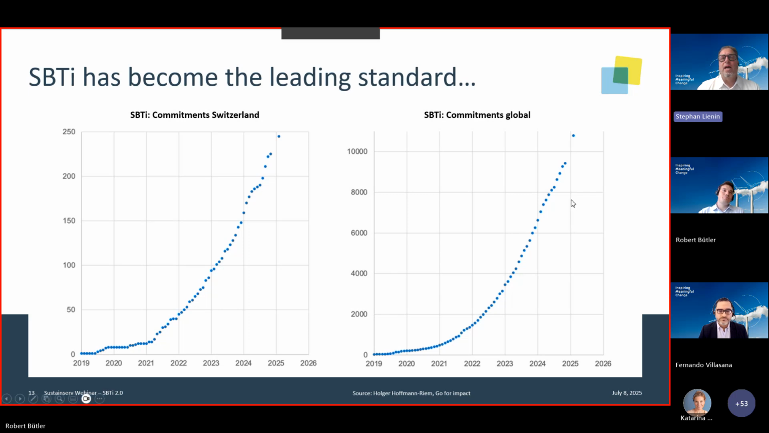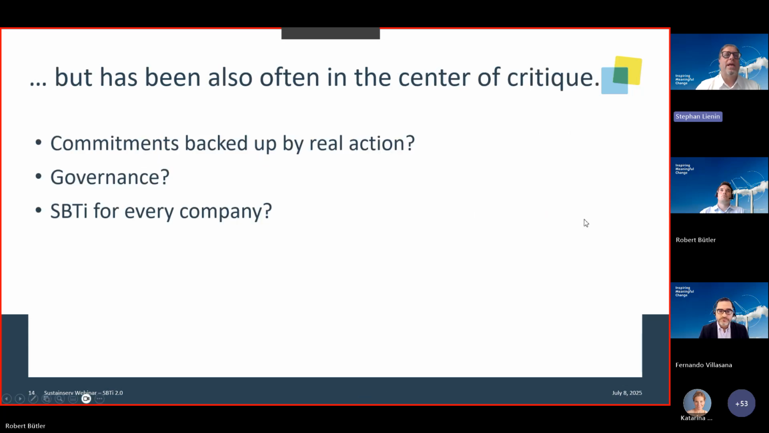And I think, because it's kind of a leading standard, but it came out of an NGO initiative, there's certainly a few problems and critique. Next slide, please. It has always been a little bit in the center of critique from different sides. But nevertheless, we appreciate what we have, and we at SustainServe try our best to be pragmatic about it and help our clients to, if there's an interest, to do the best and get a real setup of targets and actions together.